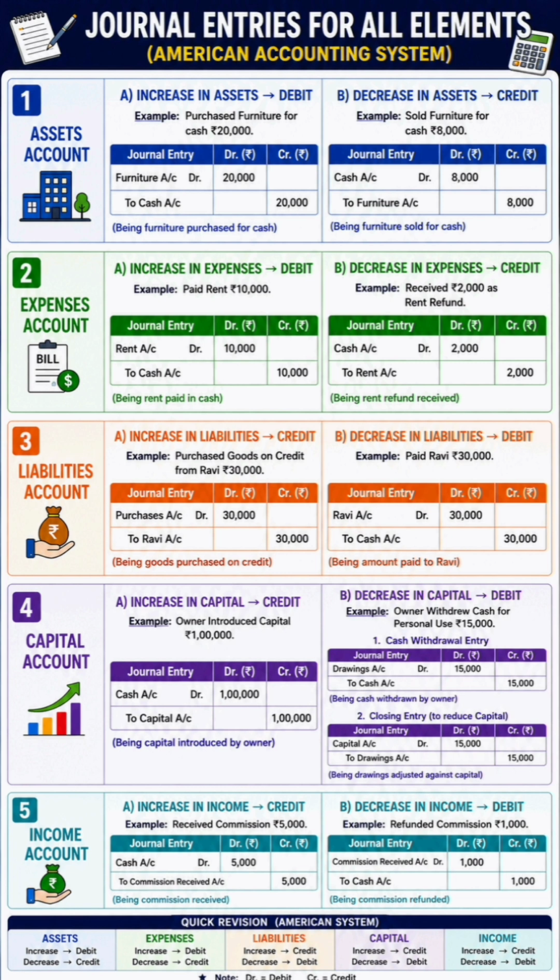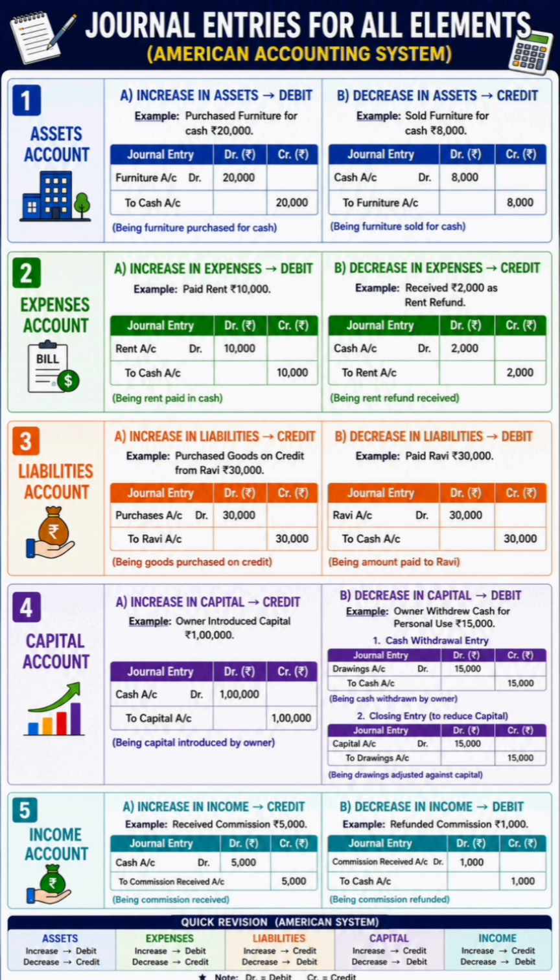Now income, increase in the income. Whenever you receive any income, it can be commission, interest, or rent. It can be in any of these forms, right? Other forms also. Now, whenever you receive a commission, cash is increasing, right? Asset rule, debit cash account, because increase in the asset, and increase in the income should be credited. The concerned income account should be credited. Cash account debit to commission received account.